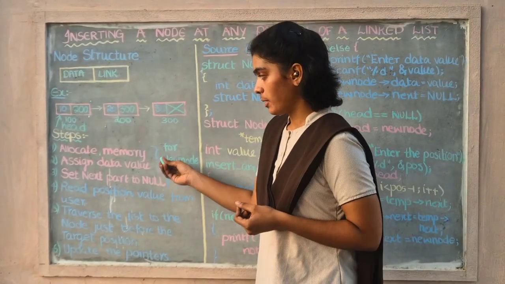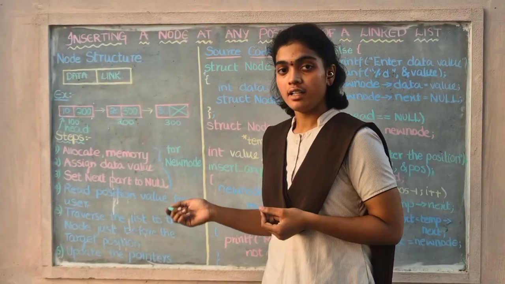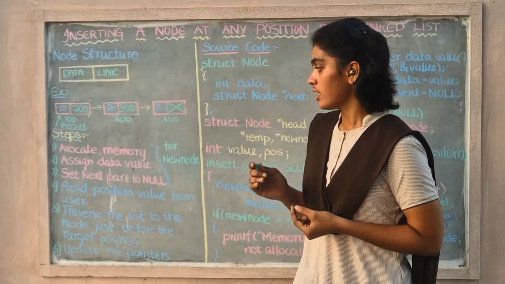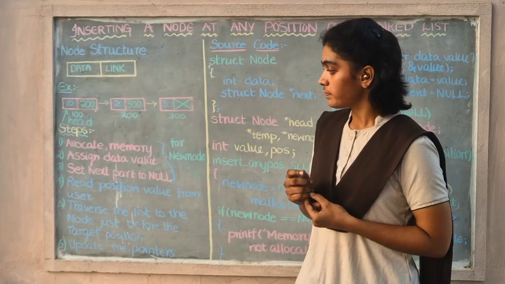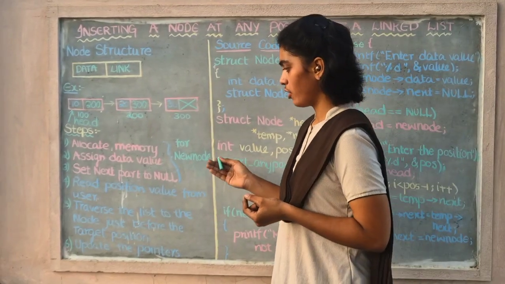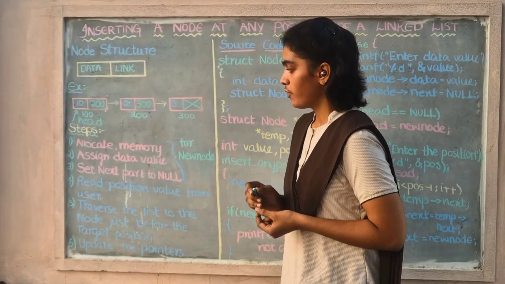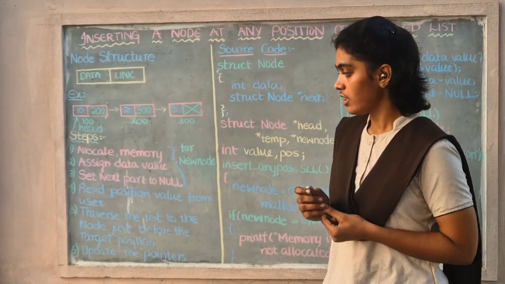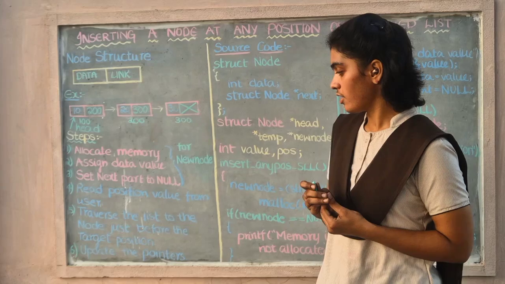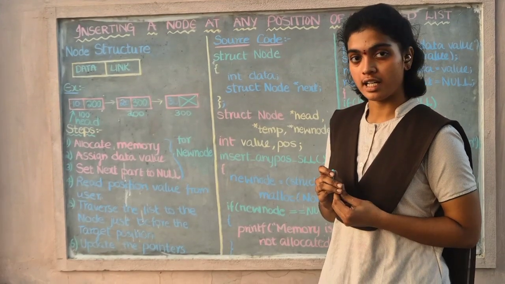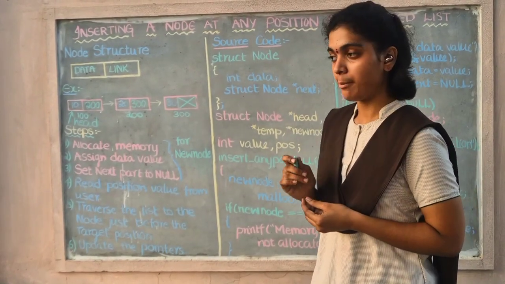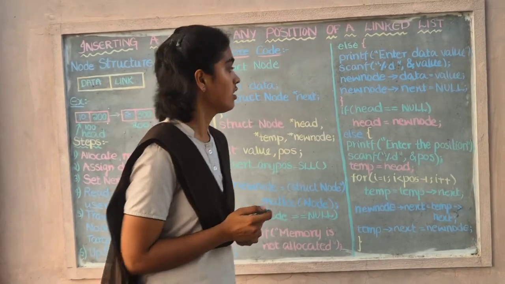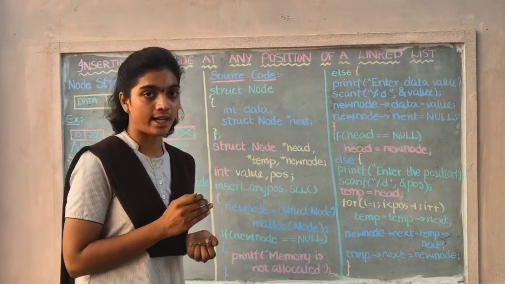By using these 6 steps, we can insert a node at any position. First, we need to allocate the memory for the new node, and second step, assigning a data value to the new node. Third step, set the next part of the new node to null. Fourth step is to read the position value from the user. Step 5, traverse the list to the node just before the target position. Step 6, updating the pointers.